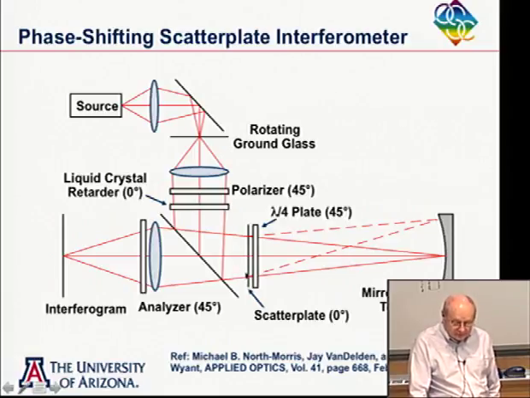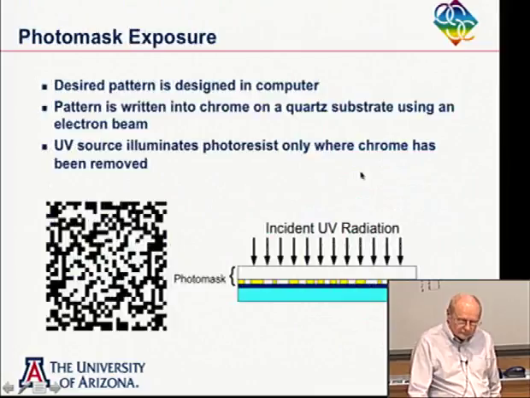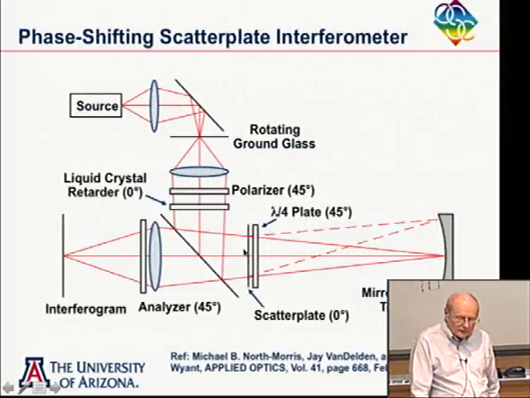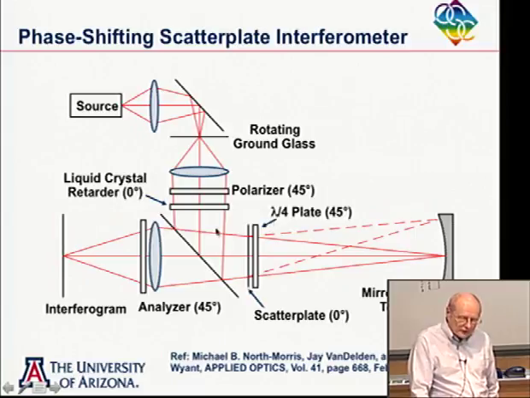Here's our scatter plate, with the calcite, index matching oil, and a glass cover slide on it. And now to get around maybe the problem you were thinking of a little while ago, we're going to put a quarter wave plate in here. So let's say the S component is scattered here. P component's not. So we have the direct beam coming down here, and the S component is scattered out here.